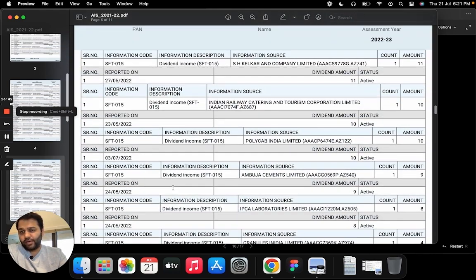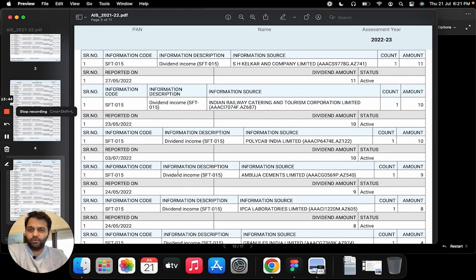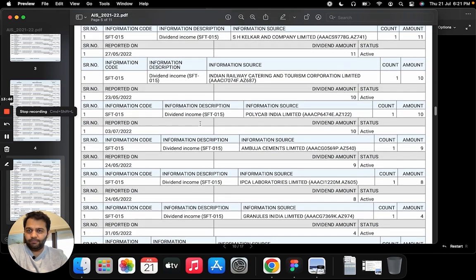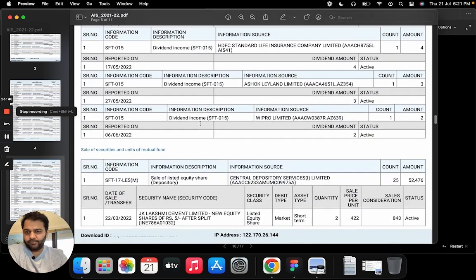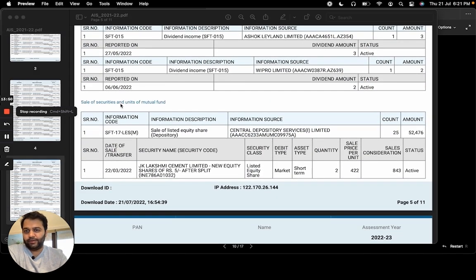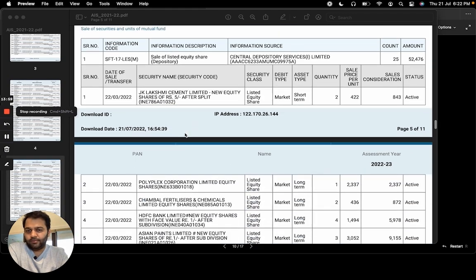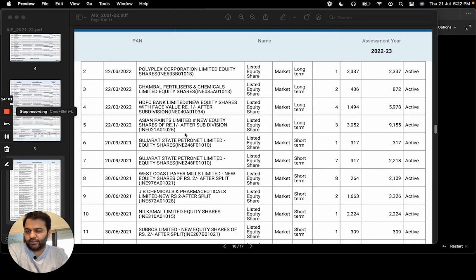So it will also have information about any purchase or sale of shares. So let's see if we can find it. So there we go. Like you can see, sale of securities and unit of mutual funds. So annual information statement again has all the specified financial transactions, everything we talked about.